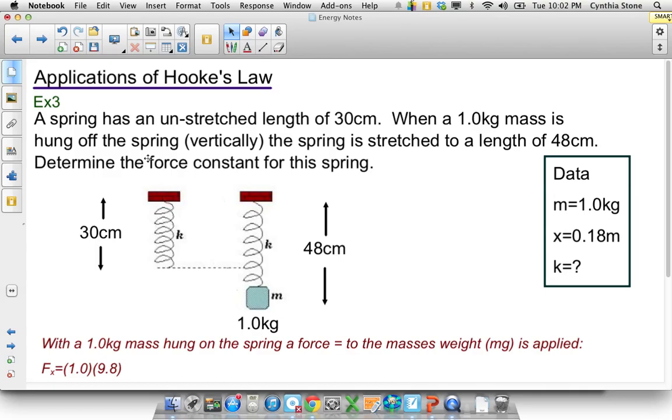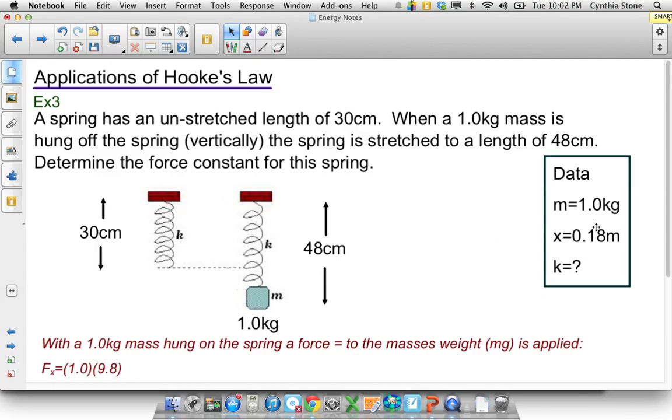Okay, vertical spring. So this tells me the unstretched length is 30 centimeters. That's just hanging there, right? I put a kilogram mass on it, and now it's out to 48 centimeters. And I want to find the force constant, the K value. Okay, so I know the mass hung off it. Remember, I'm not including the mass of the spring.